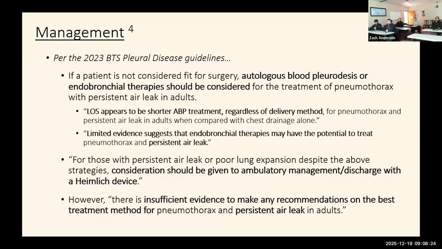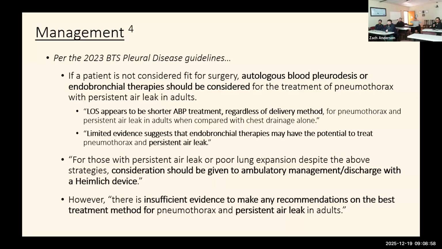They say if a patient is not considered fit for surgery now in 2023, that autologous blood pleurodesis or endobronchial therapy should be considered. But they say the evidence is so limited. The only evidence they could find is that length of stay was shorter with ABP here. And the only endobronchial evidence, they just say limited. It's like one prospective non-randomized trial. It may have the potential to treat.